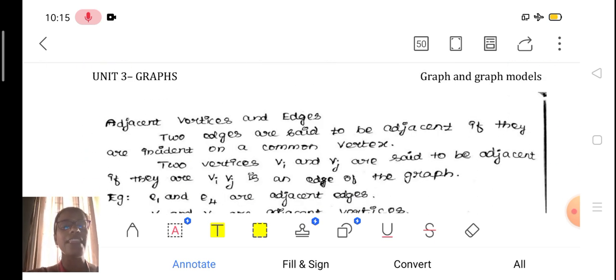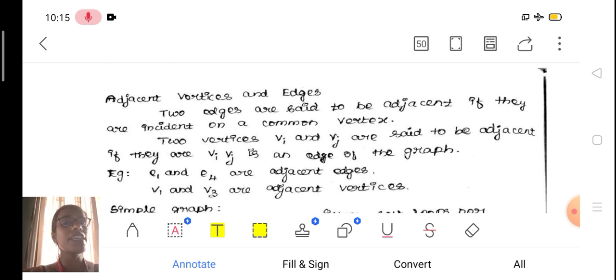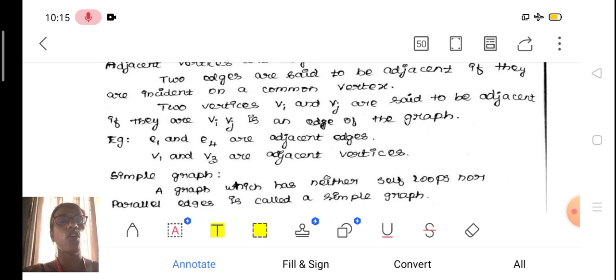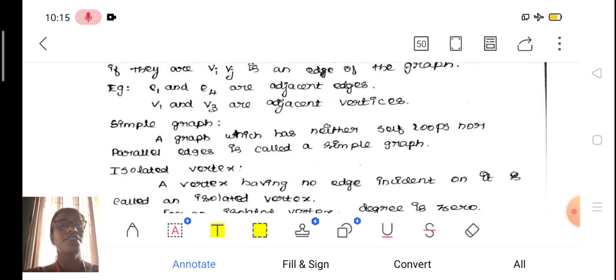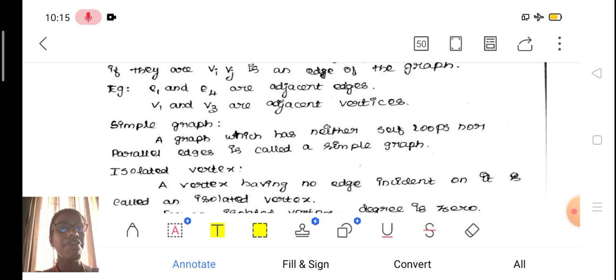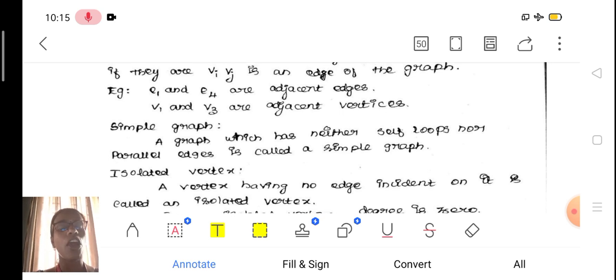Adjacent vertices and edges. Two edges are said to be adjacent if they are incident on a common vertex. When we say two edges are adjacent, they will have a common vertex. And when we say the vertices are adjacent, there should be an edge between those two vertices. Then only we can call them adjacent vertices. And simple graph: a graph which has neither self loop nor parallel edges is called a simple graph.